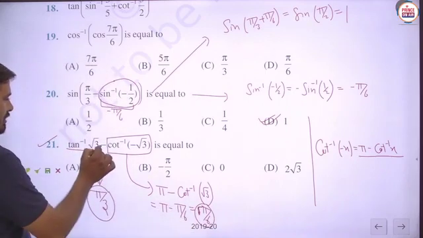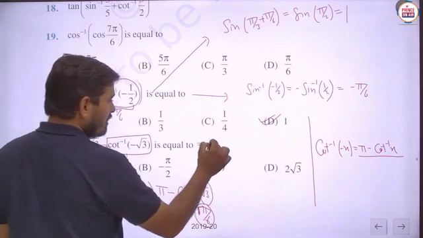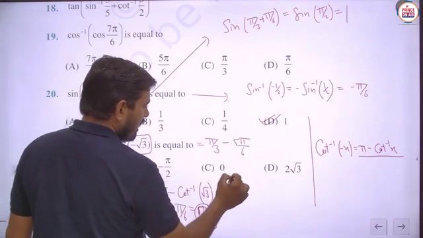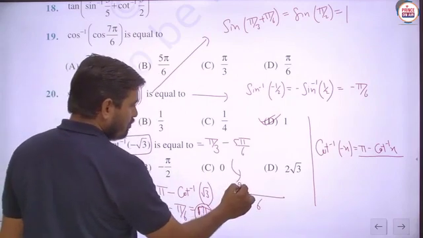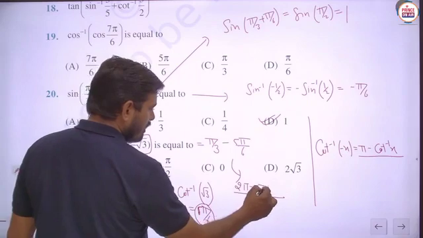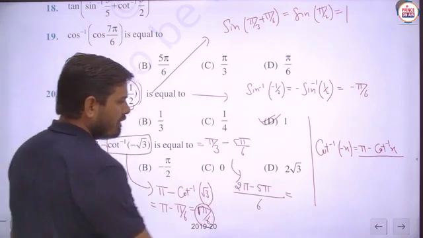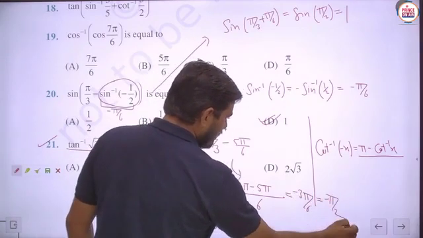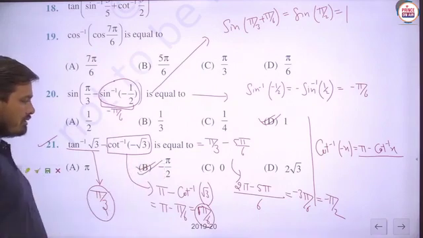So finally the subtraction is to be done. If we simplify the answer, this will be written as pi by 3 minus 5 pi by 6. After taking the LCM as 6, this will be 2 pi minus 5 pi, so the answer is minus 3 pi by 6, and minus 3 pi by 6 will be written as minus pi by 2. So finally, option B is the correct answer here. You can just check the answer.